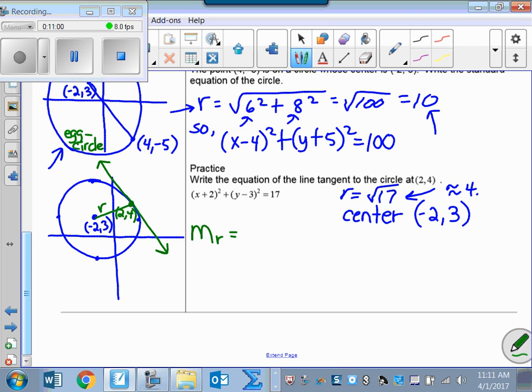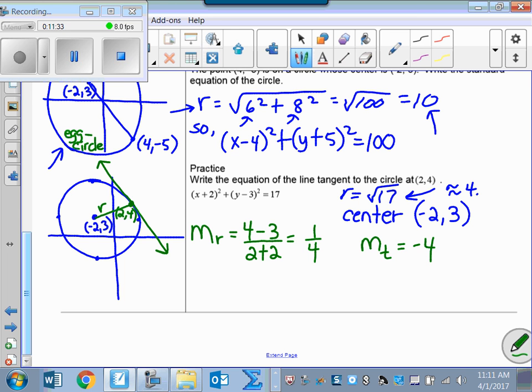So let's find the slope of that radius. On the top, I've got y sub 2 minus y sub 1. So I got 4 minus 3. On the bottom, I've got 2 minus negative 2. So that's 2 plus 2. So what have I got? I got 1/4, 1/4 for my slope of the radius. Therefore, I know my slope of the tangent line, which I'll just call little t there, is going to be negative 4. Okay, so now I got a point, I got a slope.